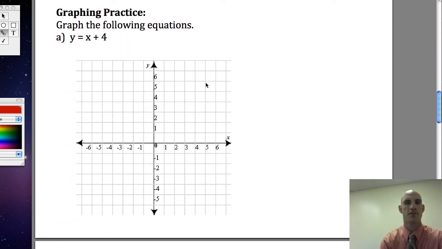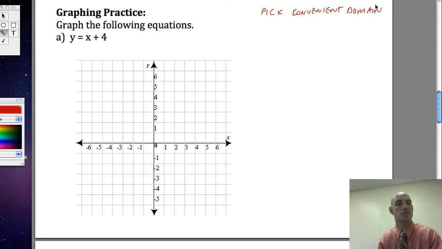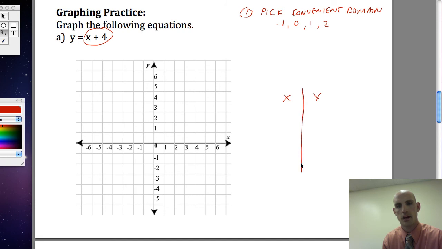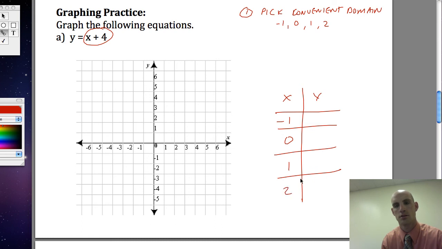Here's another one. Let's graph this one, y equals x plus 4, from scratch. I am going to pick a convenient domain. Pick something easy. Pick something that's usable. If I've got x plus 4, convenient domain, -1, 0, 1, 2. Okay? Only have to have about 3 or 4 points. So we're going to pick a convenient domain. Let's make a table. X, Y. -1, 0, 1, 2. Number 2, find points.